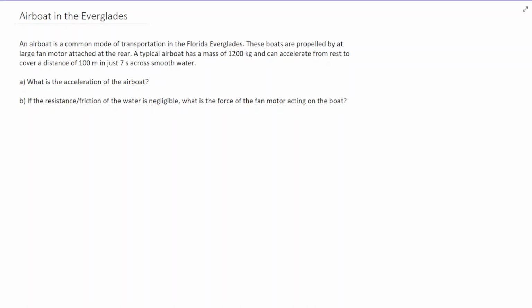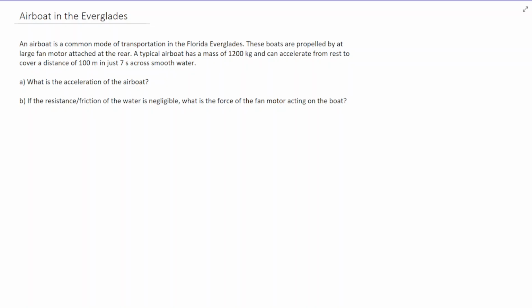In this example problem, we have an airboat in the Everglades accelerating across smooth water. They tell you a mass, they tell you a distance it covers, they tell you a time, right? So we've got a lot of stuff going on here, and they're looking for the acceleration of the airboat, and they want to know what is the force of that fan motor acting on the boat.